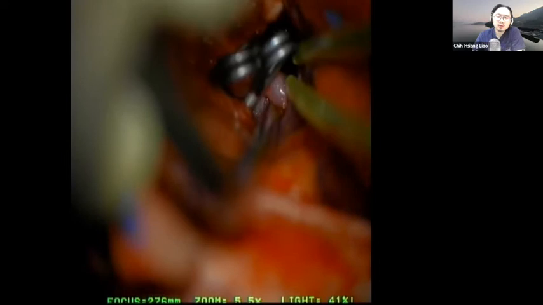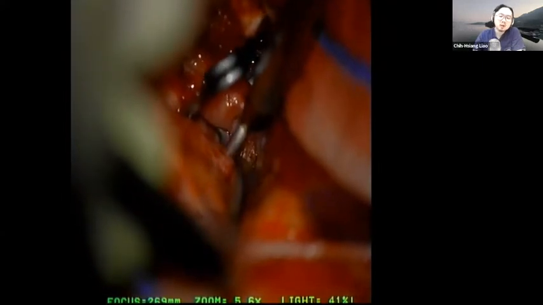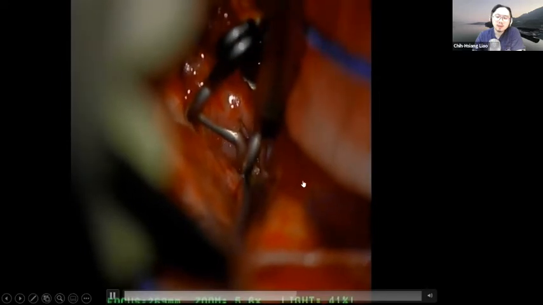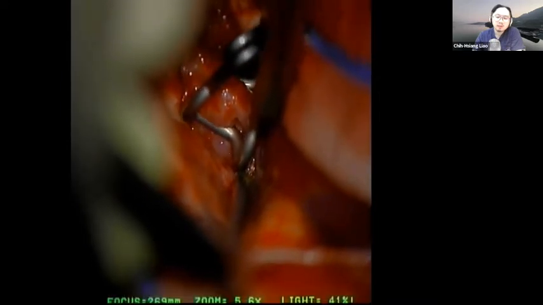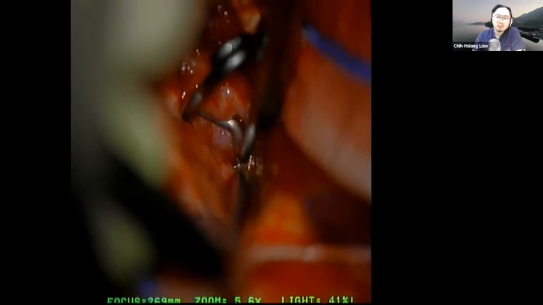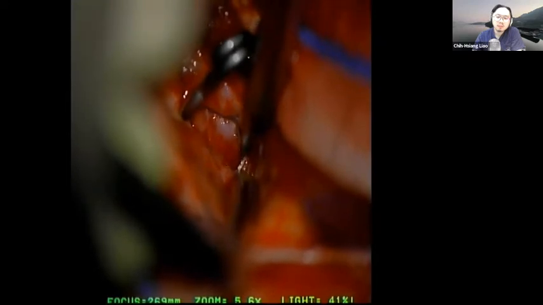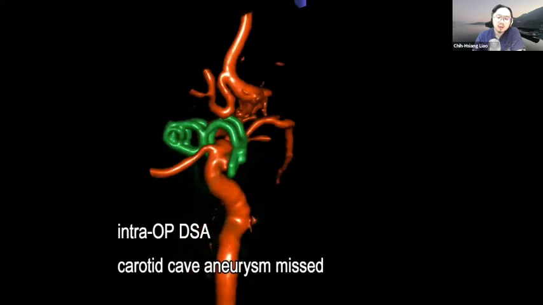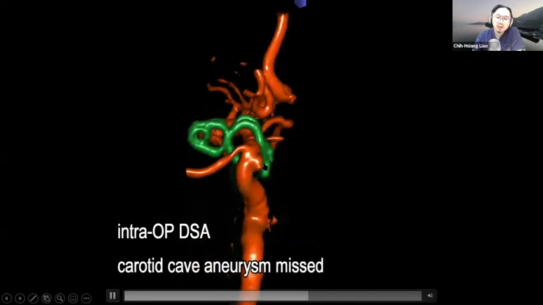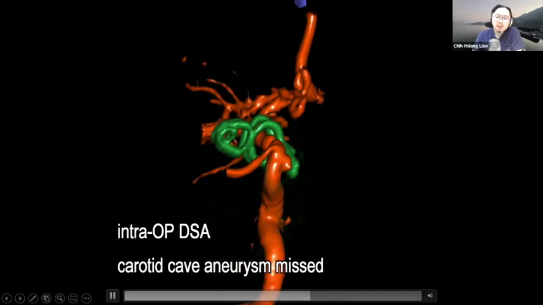During this operation, the retractor is not needed. This is the only space I need to finish the clipping. And I backed the clip a little bit. And I did the intra-op DSA. You can see I missed the carotid cave aneurysm.